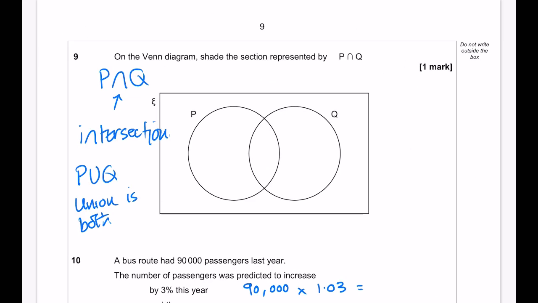Question 9. The hard thing here is remembering the notation. So P and Q, remind yourself that this is the intersection. So you can see the little n sign there that we have for the intersection. I'm leaving it up to you to think what the intersection is. The other one is P union Q, which is the union of both, and that would be both of them. Okay, it's not asking for them both, but that's P union Q.